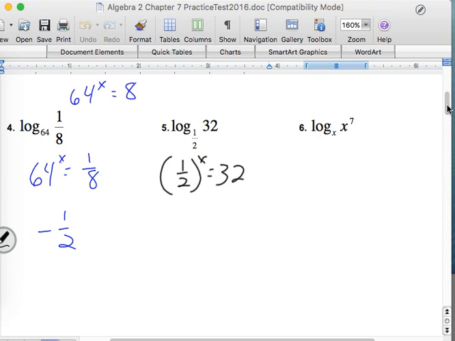-5. It was a fraction. Now it's not, so that's a negative. And we need 2 to the 5th to get 32. All right, try number 6.